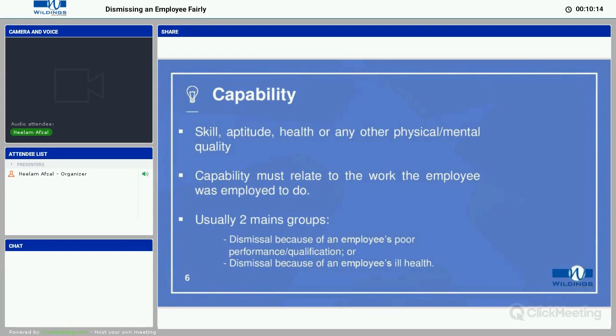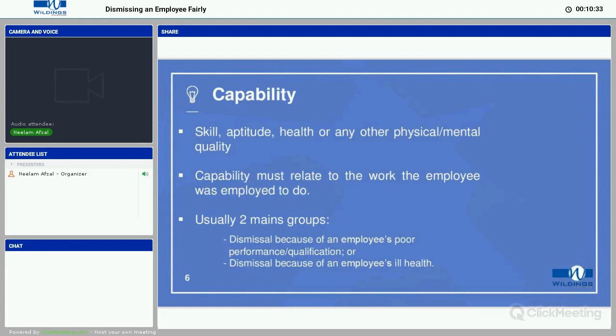So in practice, capability dismissals fall into two main groups. Now the first is dismissal because of the employee's performance. That's where an employee is failing to reach the standards of work that's expected of them, an underperformance of the role. Secondly, there is a dismissal because of the employee's ill health.